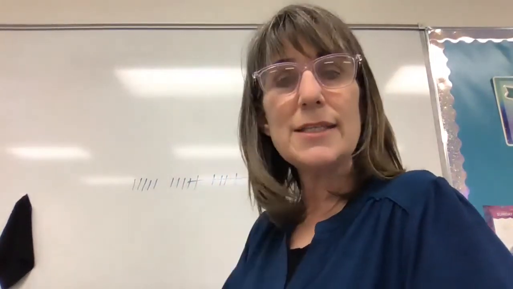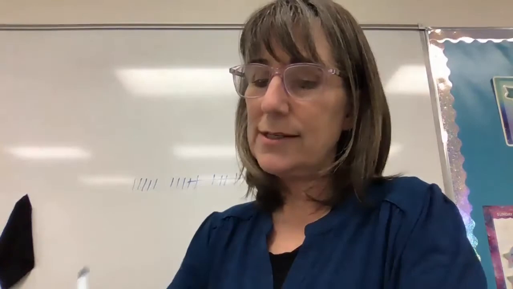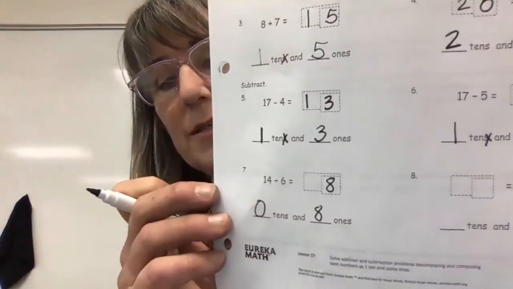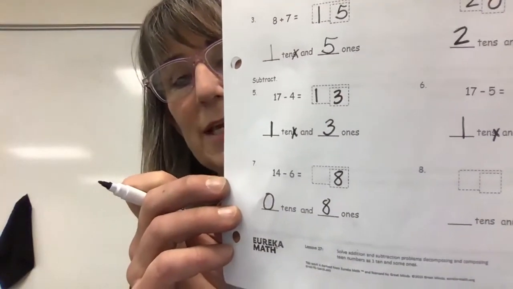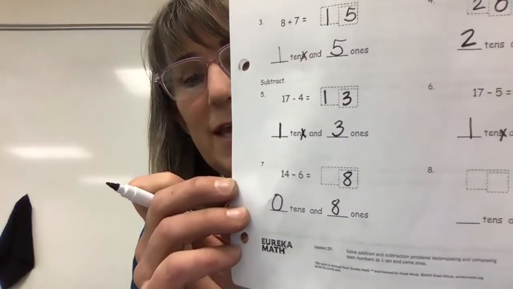Are there any 10s left in that? No, there's no 10s, are there? So we're going to say 0 10s and 8 1s. And we're just going to write it like this. There it is. You don't even have to put anything in that box because 14 minus 6 does not have any 10s left. It only has 8 1s left.